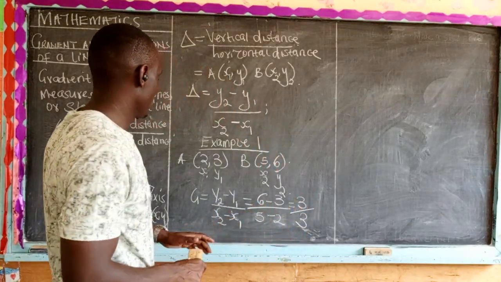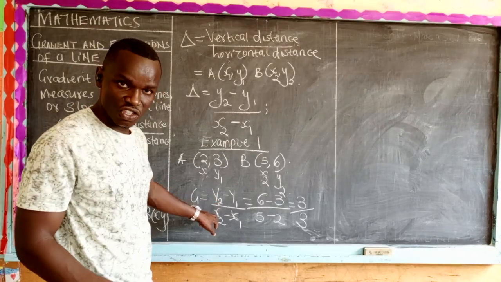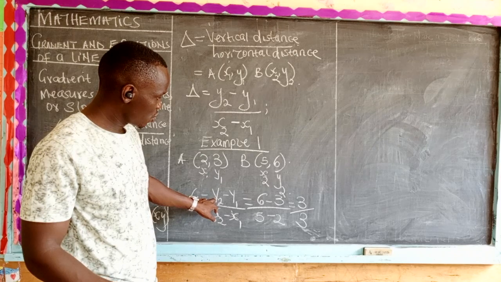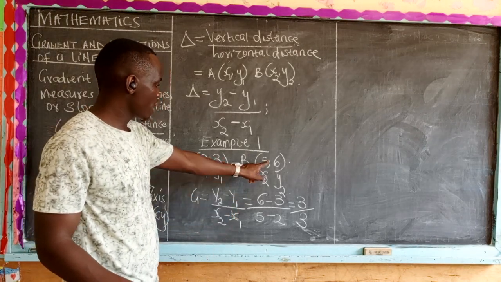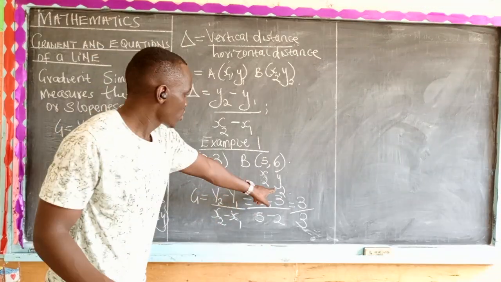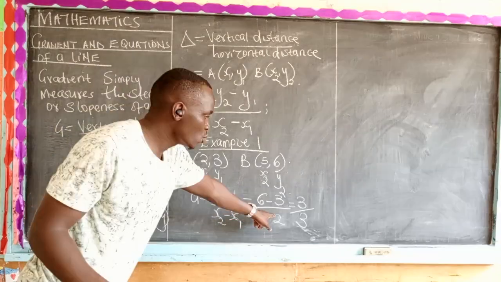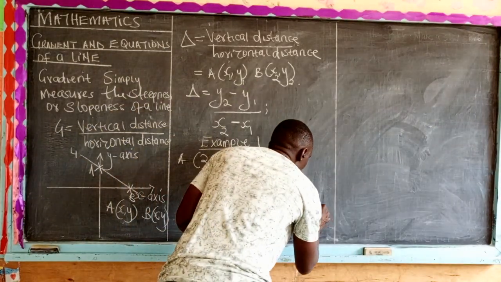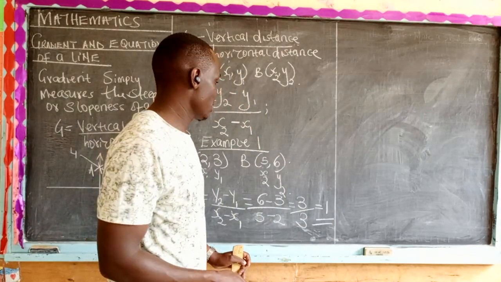Let us confirm. We say that the gradient will be given by change in y over change in x, which is y2 minus y1 over x2 minus x1. y2 we say is 6 minus y1, which is 3, while x2 is 5 minus x1, which is 2. So 3 over 3 is equal to 1. That is the gradient.